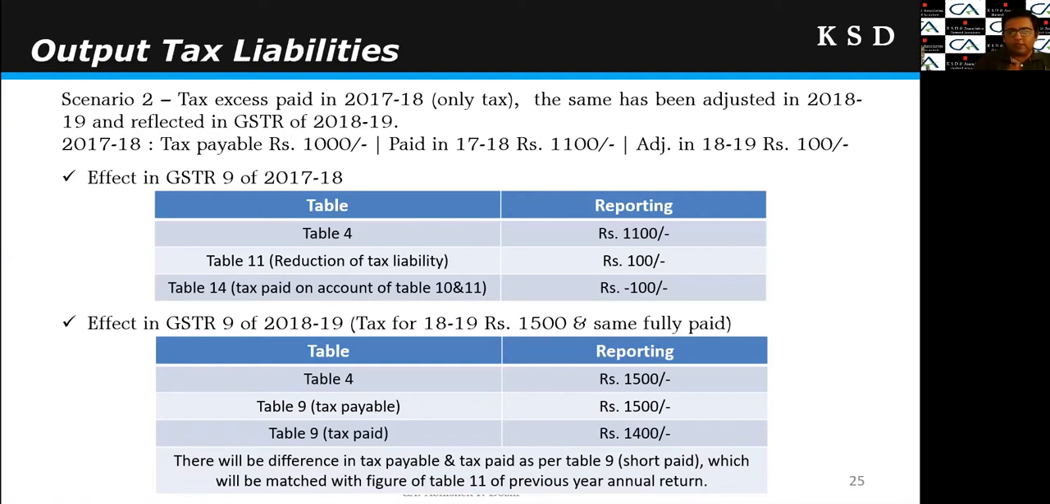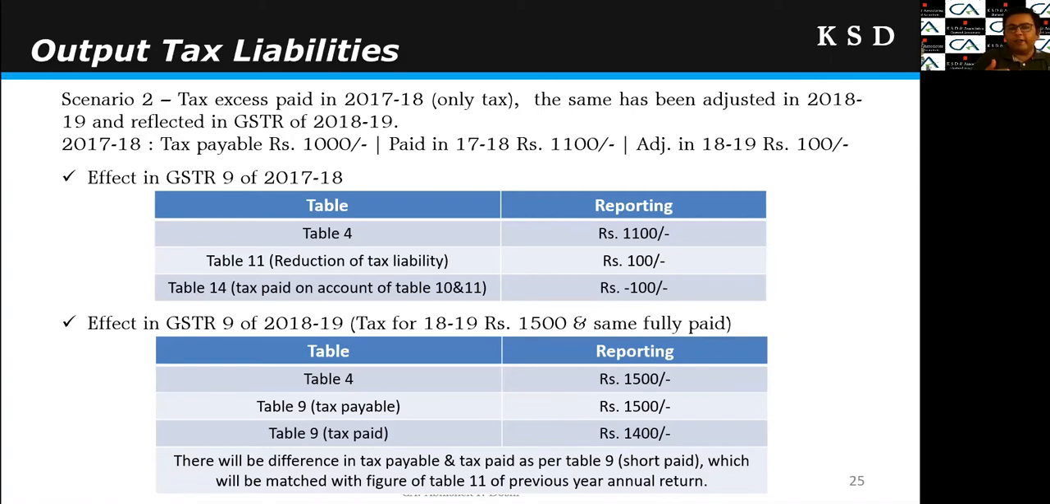So how would these transactions have been reflected in GSTR 9 of 2017-18? In table 4, the amount of 1100 would come because I have adjusted 100 rupees in the next year. So in table 4, rather than 1000, the figure of 1100 would come. Then in table 11, reduction in tax liability, 100 rupees will be there. So net liability will be 1000 rupees, which will be tallied with the books of accounts, right? And in table 14, which was just a disclosure, it will be minus 100 rupees. Or some may have skipped reporting table 14 also.